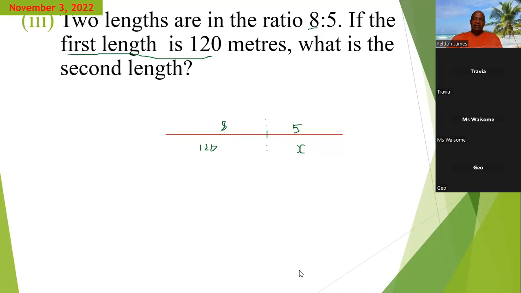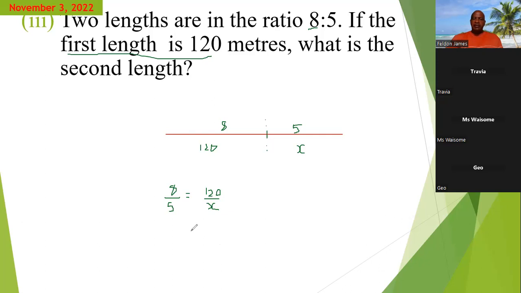Now, as Mr. Giovanni would have done, he would have written the ratio in a fractional form, because it is quite okay to express a ratio in the form of a fraction. So you could have 8/5, and then we could equate that to the ratio of the actual length. So the actual length would be 120 to x. What we don't know is the x. So that's what we're trying to find. Here we now have an equation that we can work with. All we need to do is to solve the equation for x.